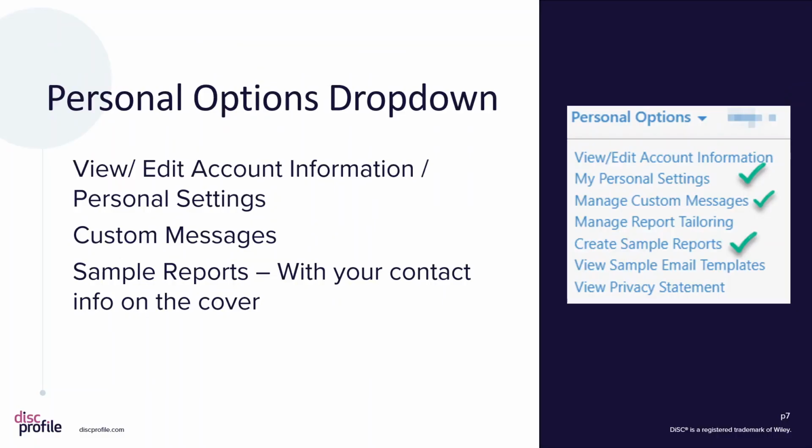The personal options drop down, this is going to be where you're going to edit any account information or personal settings. This is also going to be where you're going to create those templates that we used in the very first drop down when we sent out those access codes. So I'll show you kind of how to do that. You can also view some sample reports.